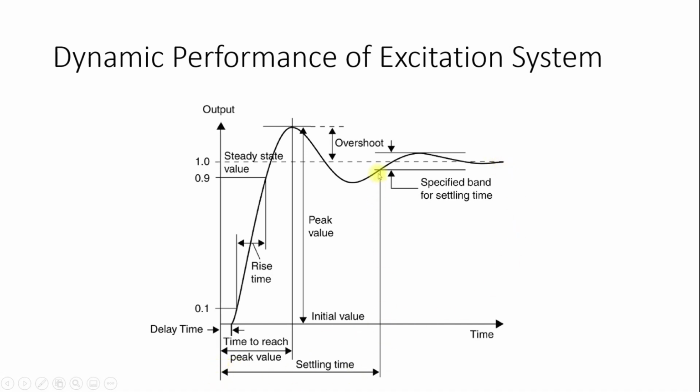So this will be my settling time, as soon as I get into the specified band of the steady state value. This is my peak value, which is the maximum overshoot which has been attained. So the overshoot will be equal to the peak value minus the steady state value. This way we monitor the dynamic performance of the excitation system. In simple words, whenever there is a fault in the system, the excitation system should react and provide maximum reactive power output to the system so that it can compensate for the zero voltage.